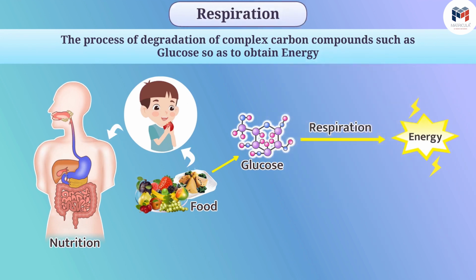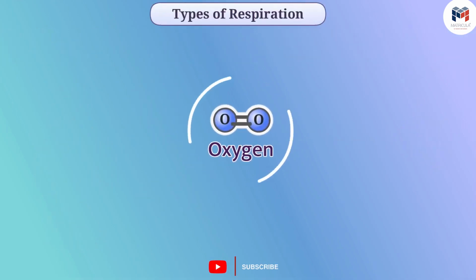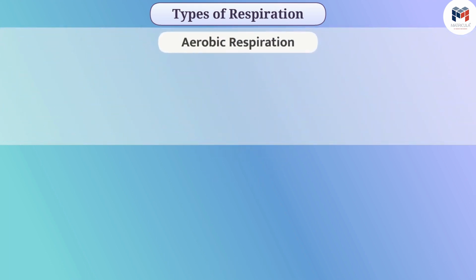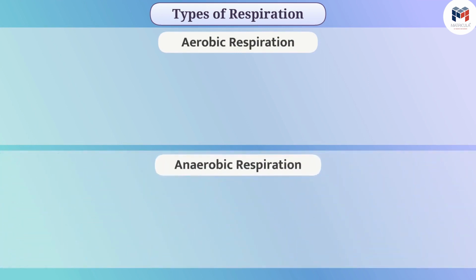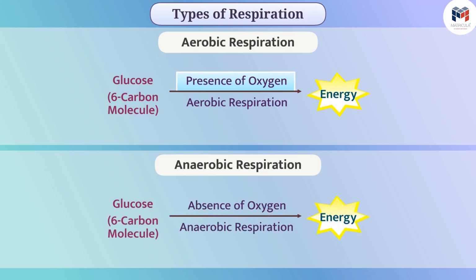Let's understand this process in detail. Depending on the need of oxygen, we can divide the process of respiration into two types: aerobic respiration and anaerobic respiration. In aerobic respiration, glucose is broken down completely into carbon dioxide and water in presence of oxygen and energy is obtained. In case of anaerobic respiration, glucose is broken down without using oxygen and energy is obtained. Aerobic respiration produces more energy than anaerobic respiration.